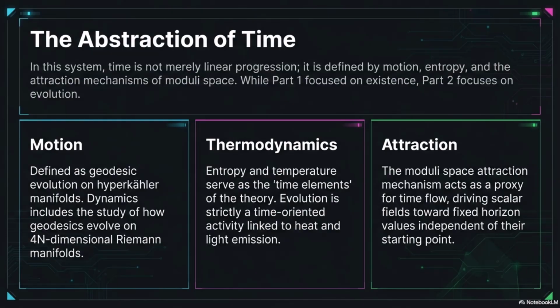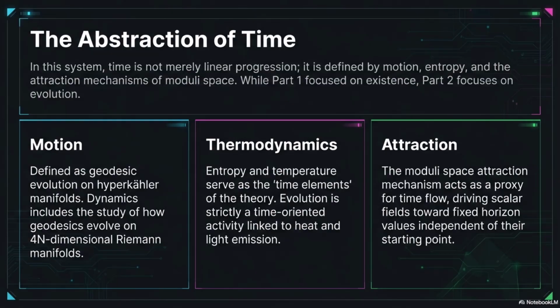Okay, so motion is geometry. But the document also ties time to thermodynamics. It explicitly links entropy and temperature to time flow. And this is the second pillar. Evolution is strictly time-oriented here because it involves heat. The source makes a really bold claim. Without thermal change, without the emission of energy or light, the whole concept of forward time becomes meaningless. So things only move forward because they get messier. They generate entropy. That's the idea. So if you have a perfectly ordered, cold system, time stands still.